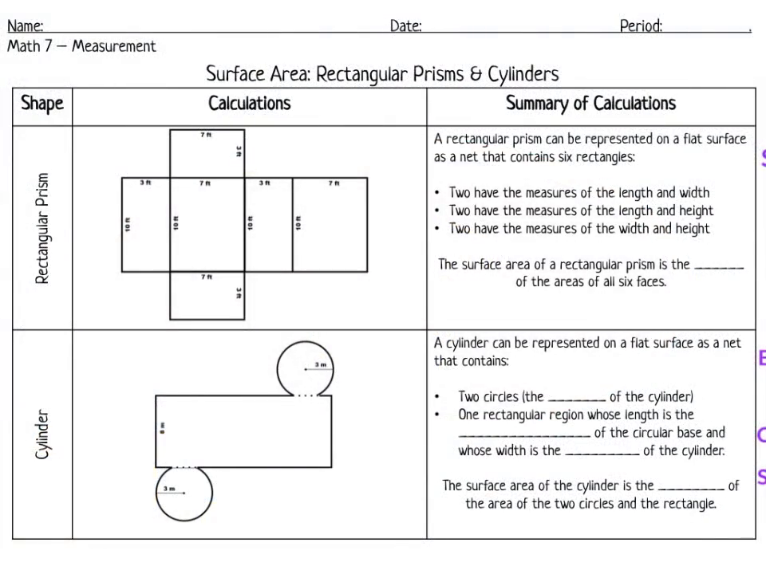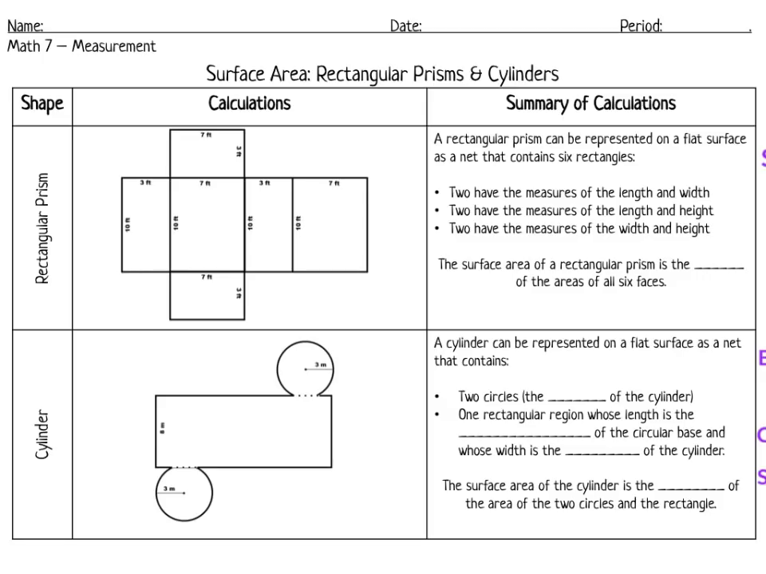Welcome back to Unit 12. Today we're going to be talking about measurement, specifically surface area of rectangular prisms and cylinders. A fun fact: if you've been watching these videos from Unit 1 till now, this is the last video in Math 7 that you need to watch. Of course, you can always go back and review those videos, but this is the last one in the series. So let's get started with surface area of rectangular prisms.